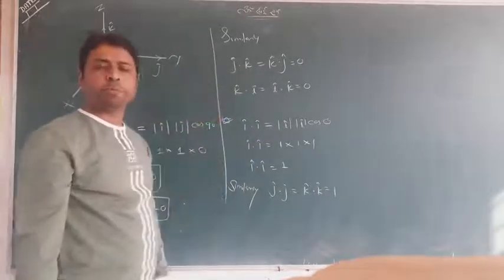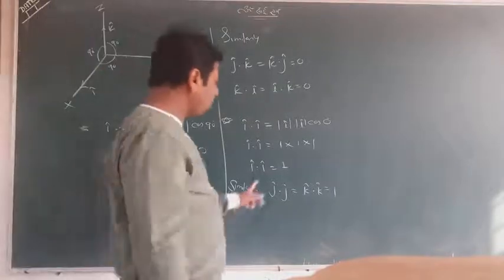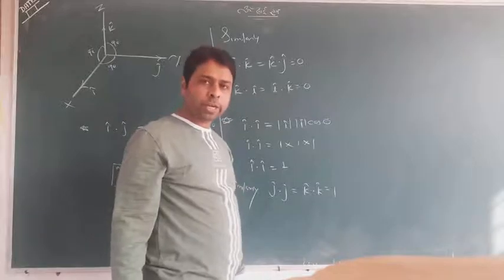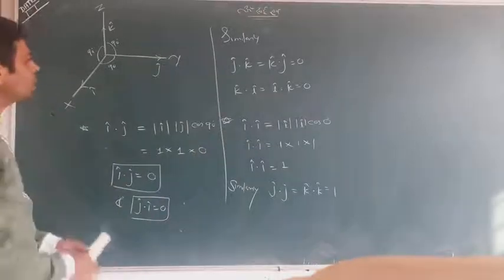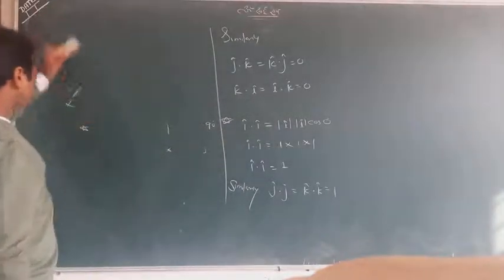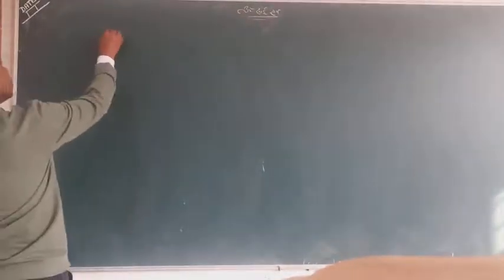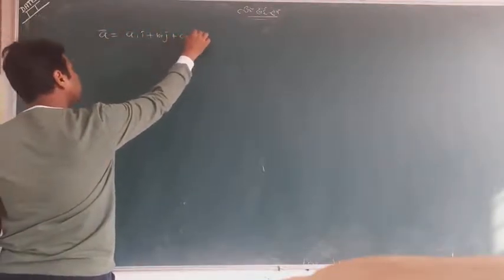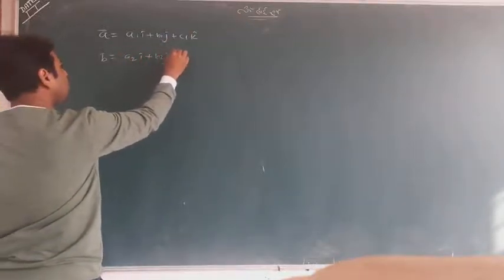So these are the important concepts you are getting, students. i dot i is 1, j dot j is 1, k dot k is 1, and i dot j, j dot k, k dot i and their reverses are also 0. So keep remembering these concepts, important. So lastly, I would express some more important things. Try to understand about that. I am telling you here, suppose A equal to a1 i plus b1 j plus c1 k. It is important actually. And B equal to a2 i plus b2 j plus c2 k.